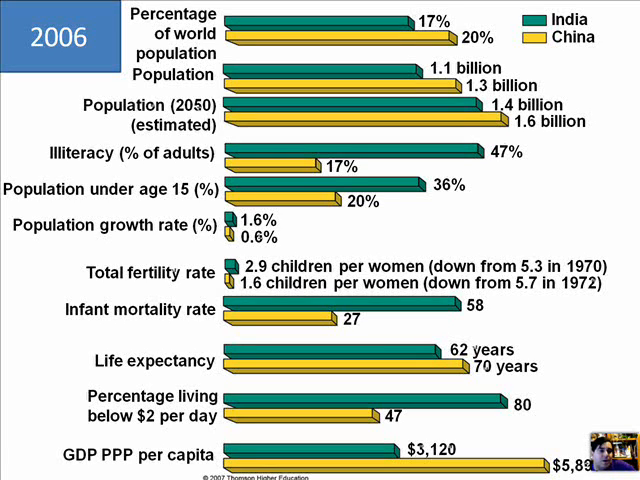China seems to be above India in a lot of things, except when we get to some areas such as illiteracy. The illiteracy rate is much lower in China compared to India. Infant mortality rate in India is significantly higher than it is in China. And the percentage of individuals living below $2 a day, that's pretty high in India.